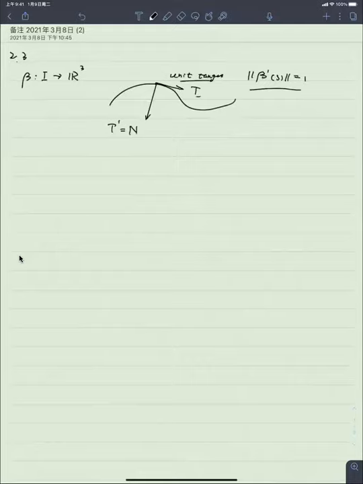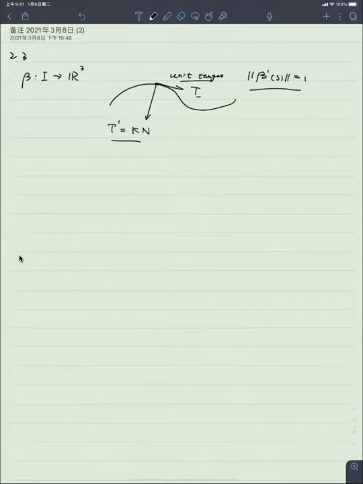And N represents how the curve is changing direction. Because T derivative is equal to N, the relationship is what we have: kappa N.